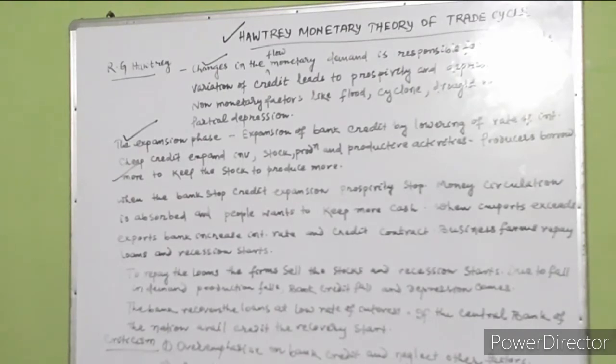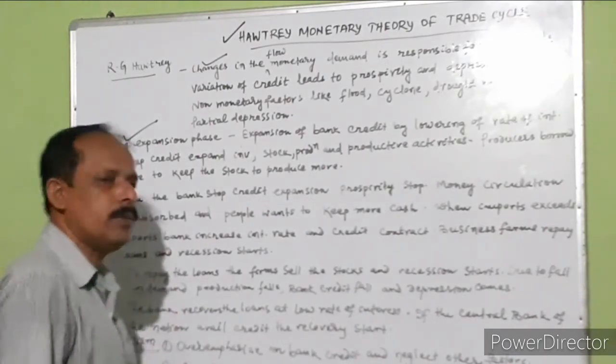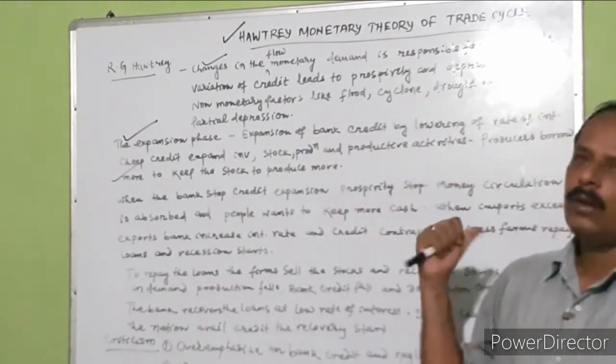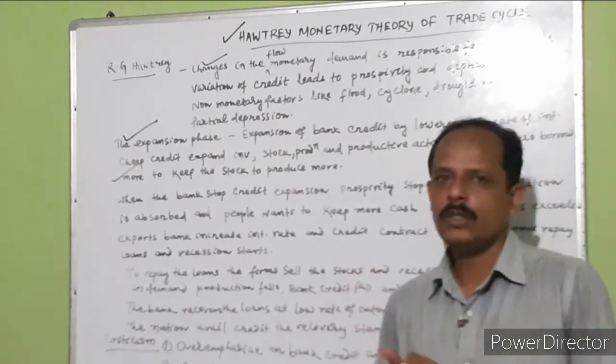So you see that Professor R.G. HAWTREY gave 100% emphasis to bank credit. I think the various phases of the trade cycle have been explained here, with bank credit playing the prominent role. So this much for today.